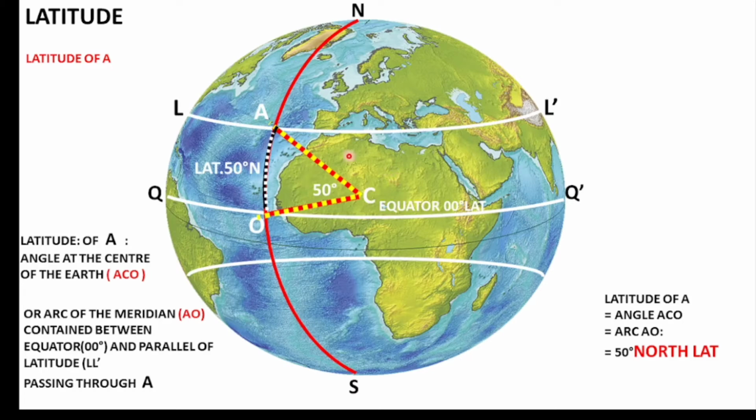So latitude is the angle at the center or arc of the meridian contained between the equator and the parallel of latitude passing through that particular place. Here I have taken it as 50 degrees north. And this parallel of latitude would be called 50 degrees north because all meridians would be making the same angle here at the center. I am just trying to show you that all the meridians would be making the same arc, the same angle at the center of the earth. So all the points on LL1 would have the same latitude, 50 degrees north.